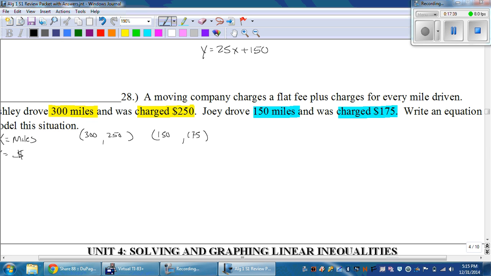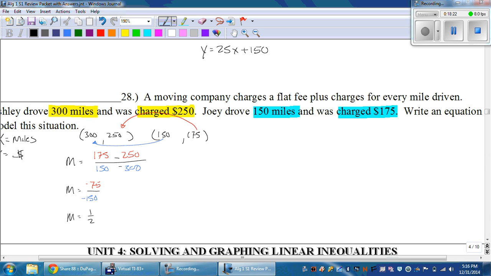Well, what do we do when they give us a slope? Or did they give us the slope? No. Okay, so when they give us 2 points, we need to plug in and figure out what our slope is. So on the top, 175 minus 250 is negative 75. And 300 minus 150 is 150. And remember, we always want to reduce. And then we get our slope is 1/2.